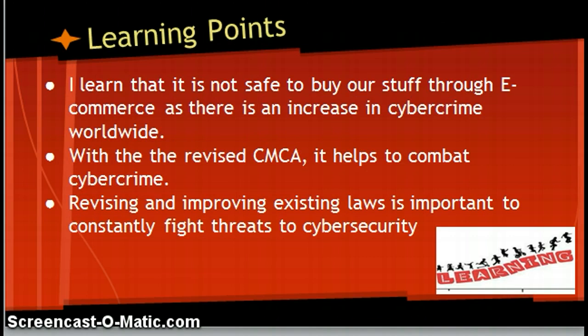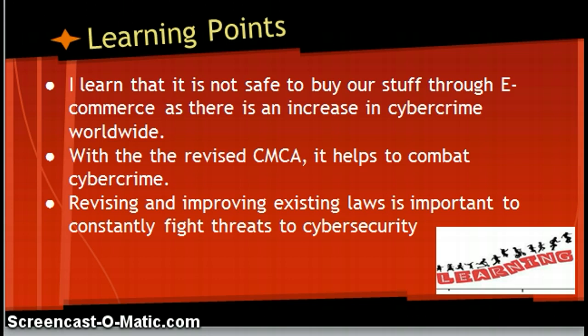For the final part of our project, I would like to talk about some of the learning points that me and my group mates have learned through this research. Firstly, we have learned that it is not safe to buy our stuff through e-commerce as there is an increase in cybercrime worldwide. However, with the revised CMCA, it will help to combat these cybercrimes, which makes us feel more secure when having online transactions.